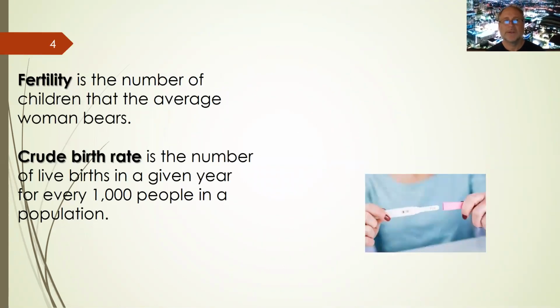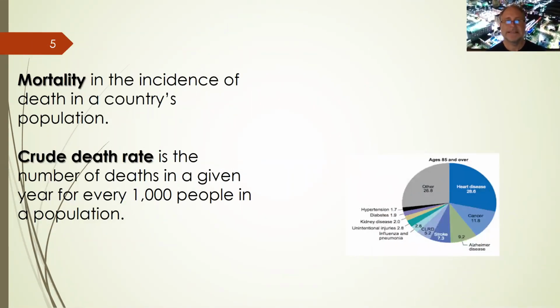Fertility refers to the number of children that the average woman bears. The crude birth rate is the number of live births in a given year for every 1,000 people in a population. Mortality is the incidence of deaths in a country's population, and the crude death rate is the number of deaths in a given year for every 1,000 people in a population.